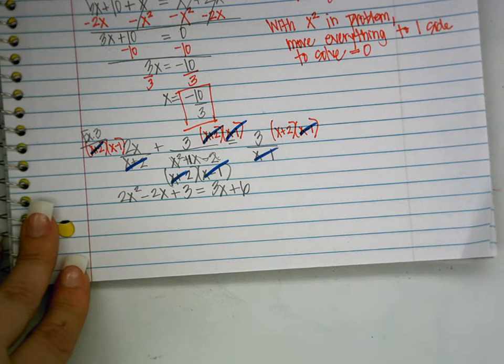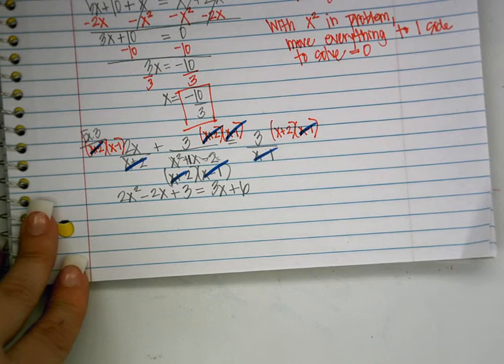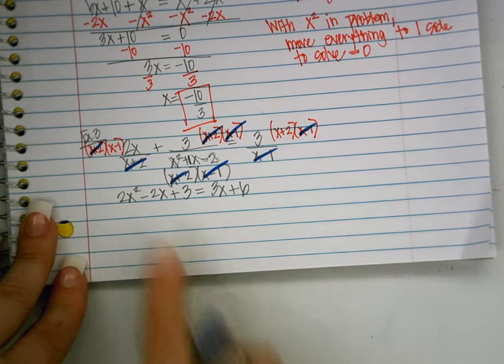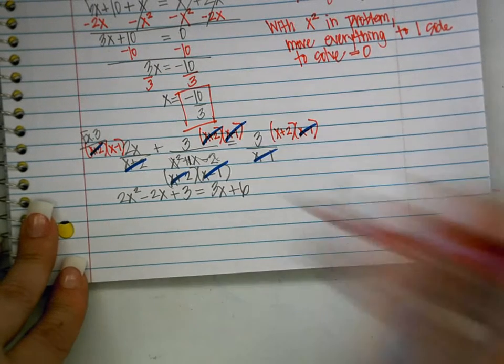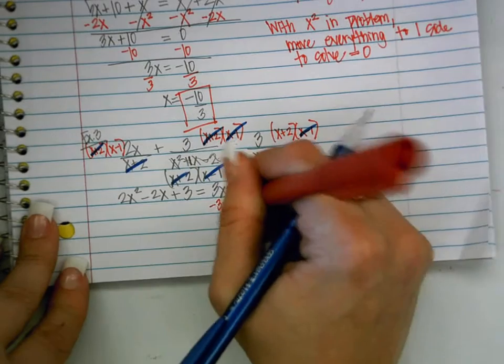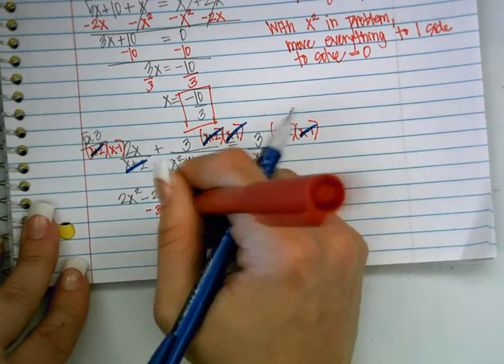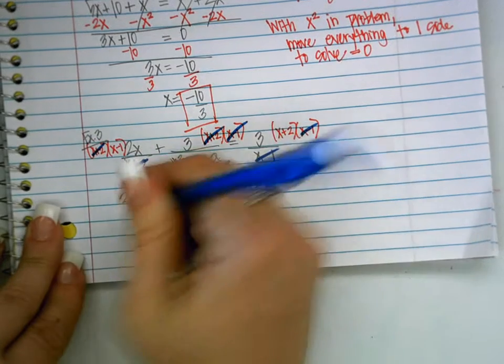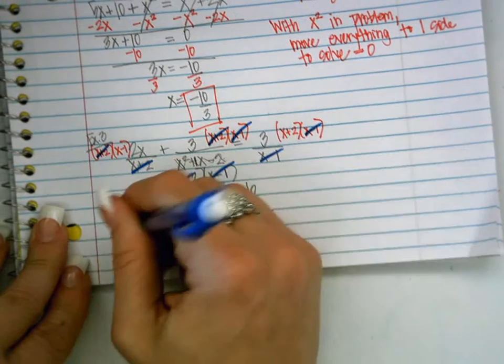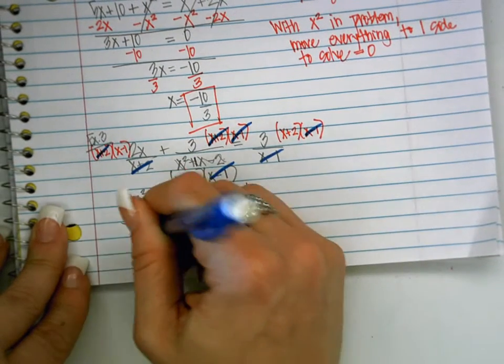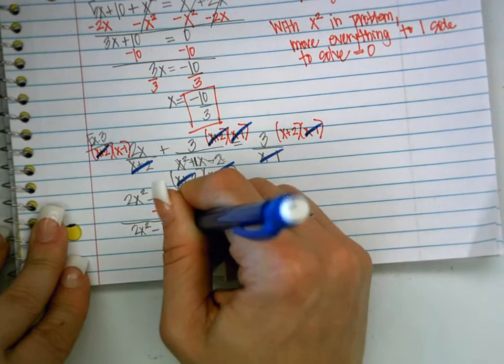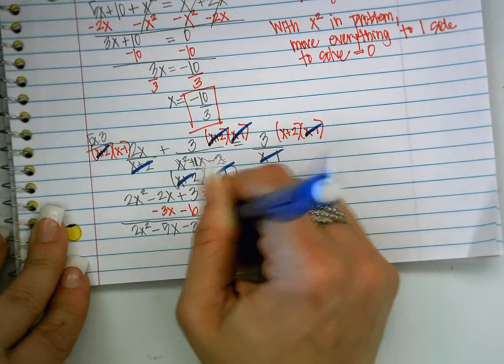Now, is this a problem where I want numbers and letters on opposite sides, or do I want everything on one side set equal to 0? Set equal to 0 because it has a square in it. So we're going to move everything to one side. I'm going to move it to the left because I want to keep that squared term positive. Move everything over. That leaves you with 2x squared minus 5x minus 3 equals 0.